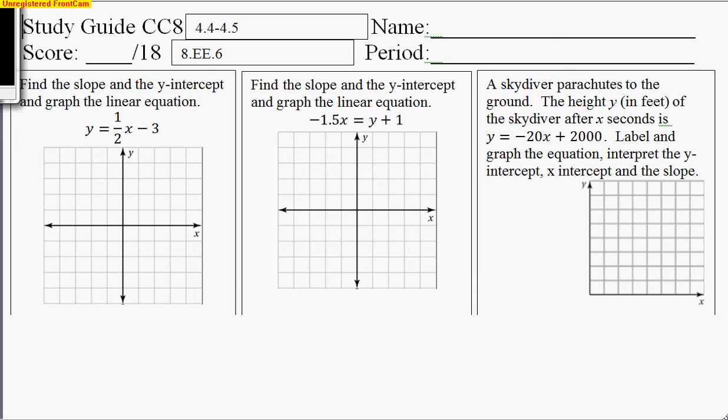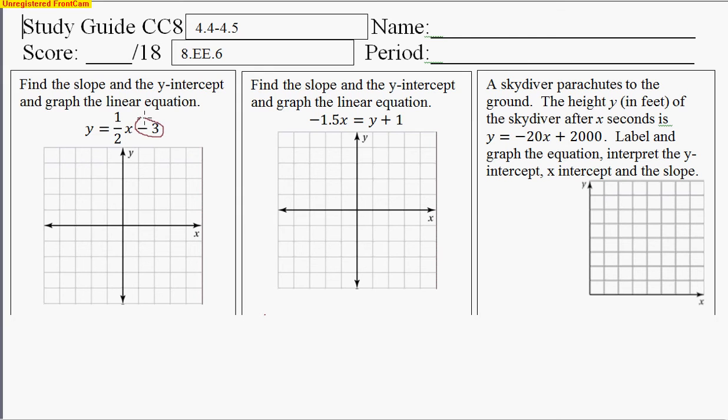These are the solutions for the study guide for Chapter 4, Section 4 and Chapter 4, Section 5. So let's take a look at our first problem here, and it says, find the slope and y-intercept and then graph the linear equation. So the first thing I'm going to end up doing is looking to see if y is by itself. And yes, y is by itself in this problem, so the y-intercept is this term right here.